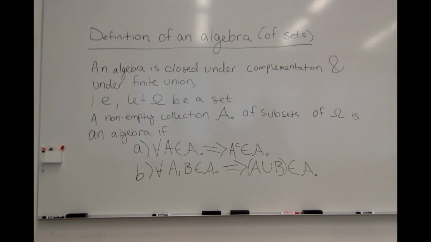So if we have a set omega and we have a non-empty collection of subsets of omega, if for every element in that non-empty collection of subsets of omega, its complement is in the collection, and the union of any two of its elements is in the collection, then we have an algebra.